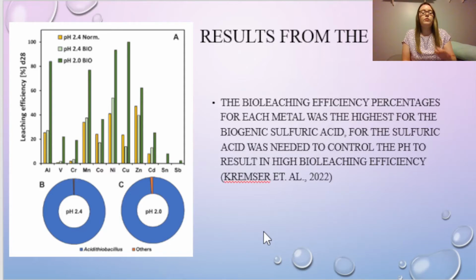And then the blue and the orange circles there are specifically telling us the bacteria that was growing in specific pHs. So, for example, the one represented for B is the pH of 2.4, and C is specifically the one for the pH of 2.0. And we see that there is a relative abundance of the bacteria.